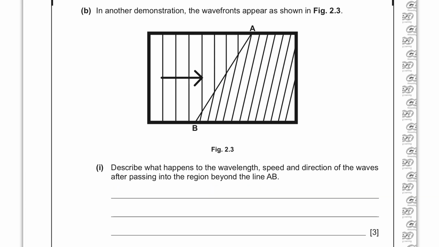Part B. In another demonstration, the wavefronts appear as shown in figure 2.3. Describe what happens to the wavelength, speed and direction of the waves after passing into the region beyond the line AB. So what's happening to wavelength, what's happening to speed, and what's happening to direction.